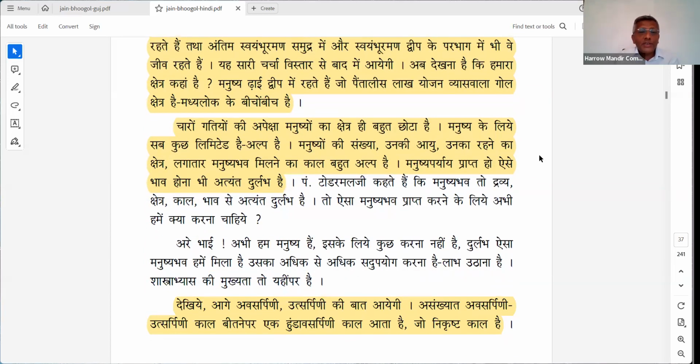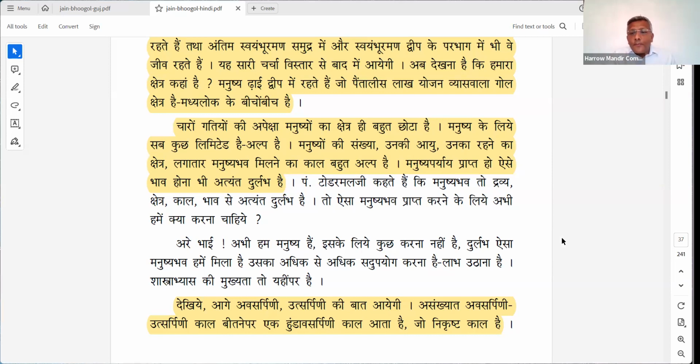Compared to the four gatis, the area of humans is very small. So the next question is this. There are four types of gatis: the humans, the hellish beings, the heavenly beings, and the animals. So who occupies the most space and who occupies the least space? That's what I want to know. So first of all, who occupies the most space? Is it the animal kingdom? Is it the heavens? Is it the hellish beings? Or is it the manushya?